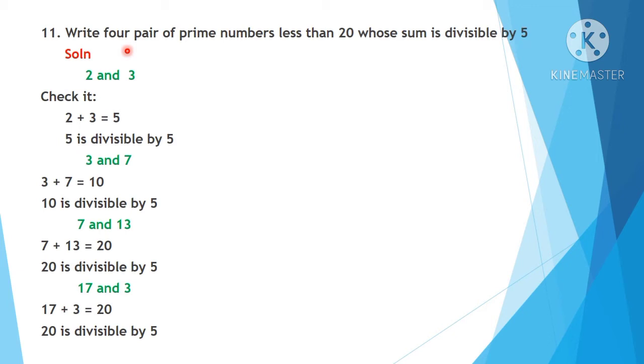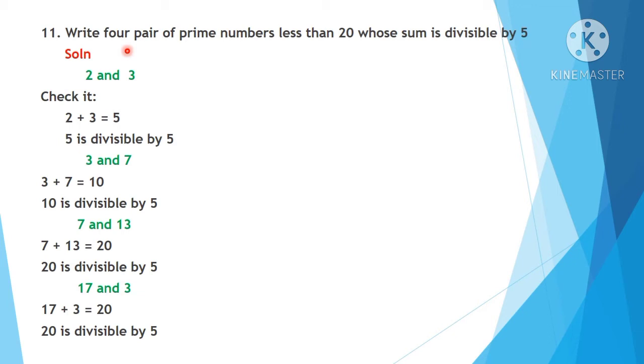That number should be less than 20, and when you add the two numbers you will get an answer, right? That answer should be divisible by 5. That is the condition. Okay, now understood the question? If you want, I'll explain one more time.